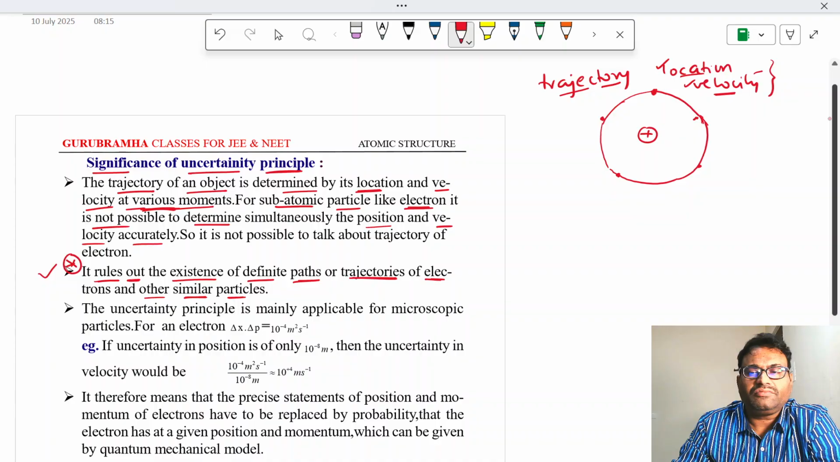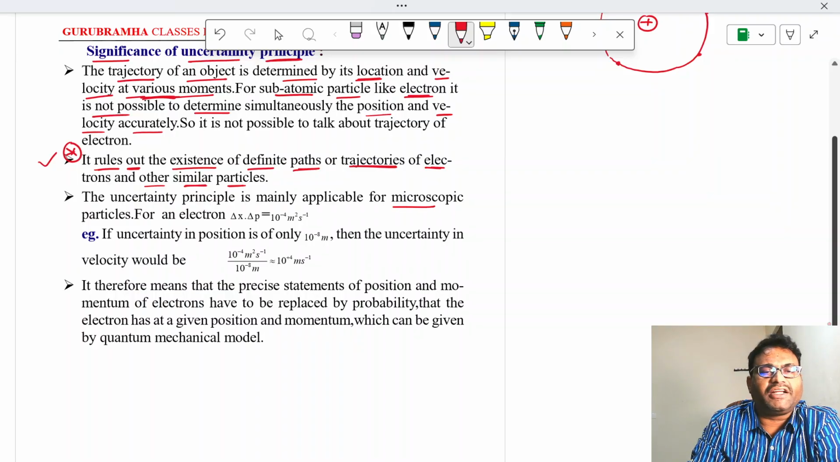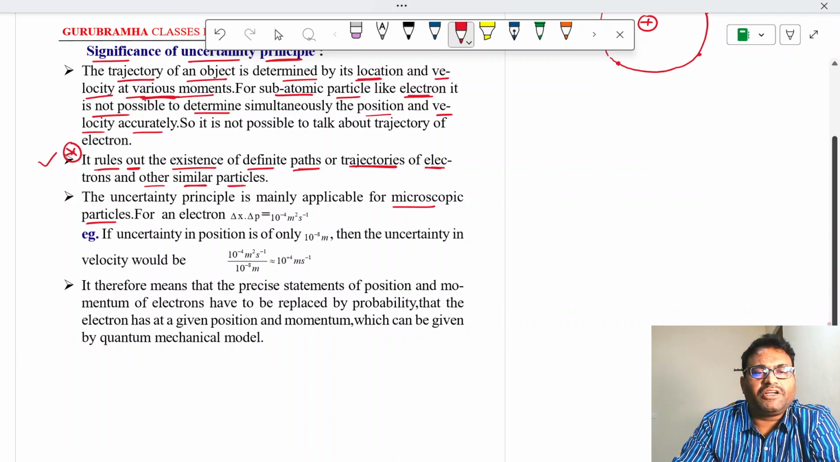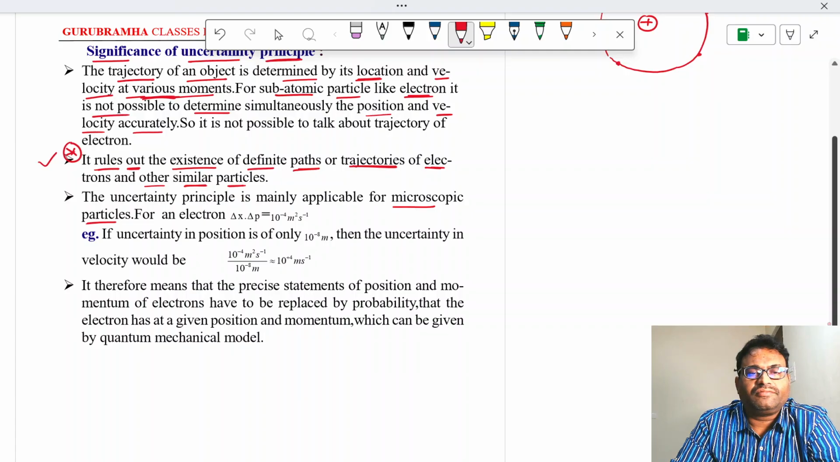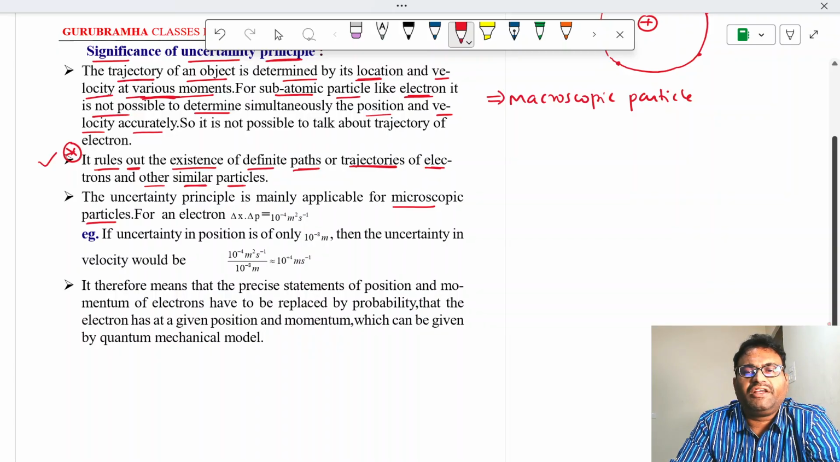Next, the Heisenberg uncertainty principle is applicable only for microscopic particles. It is not applicable for macroscopic particles, because for a macroscopic particle, both position and velocity can be calculated accurately at the same time.